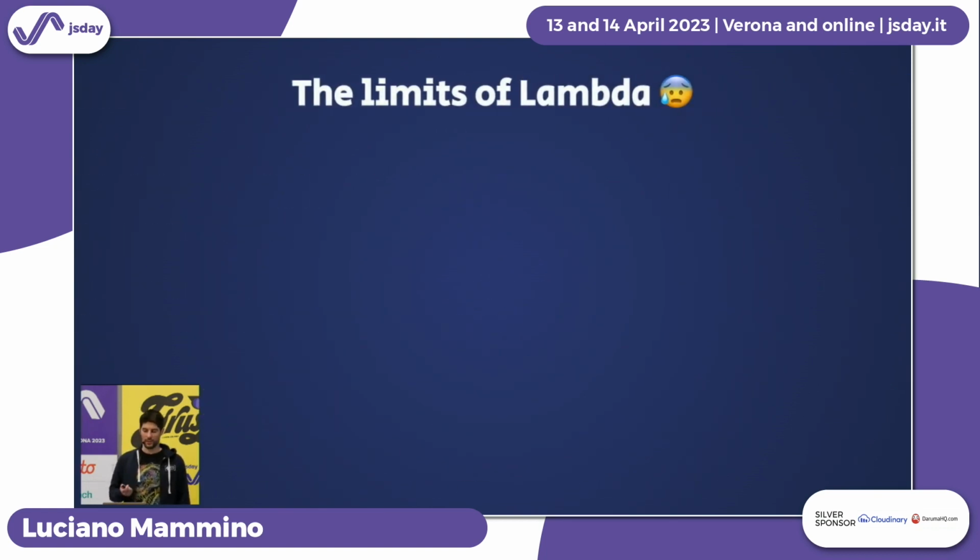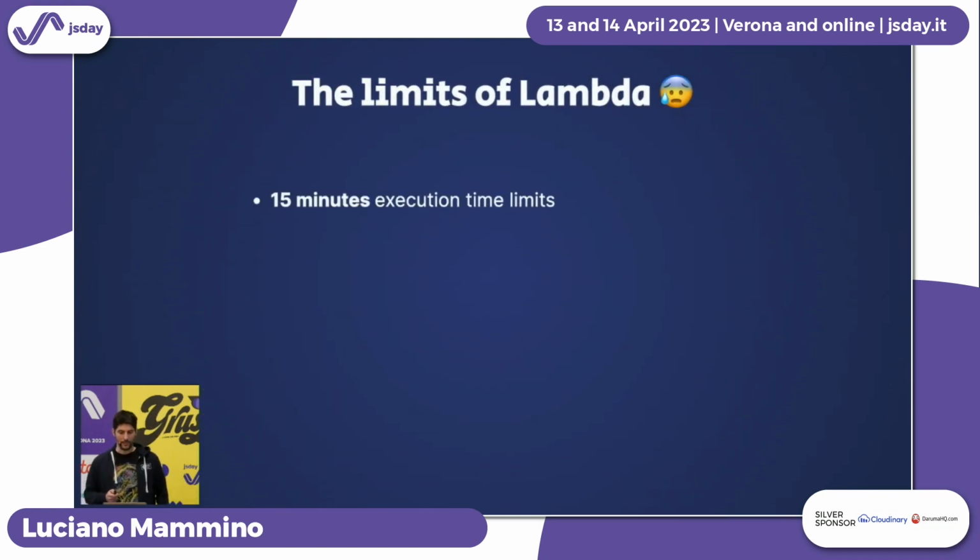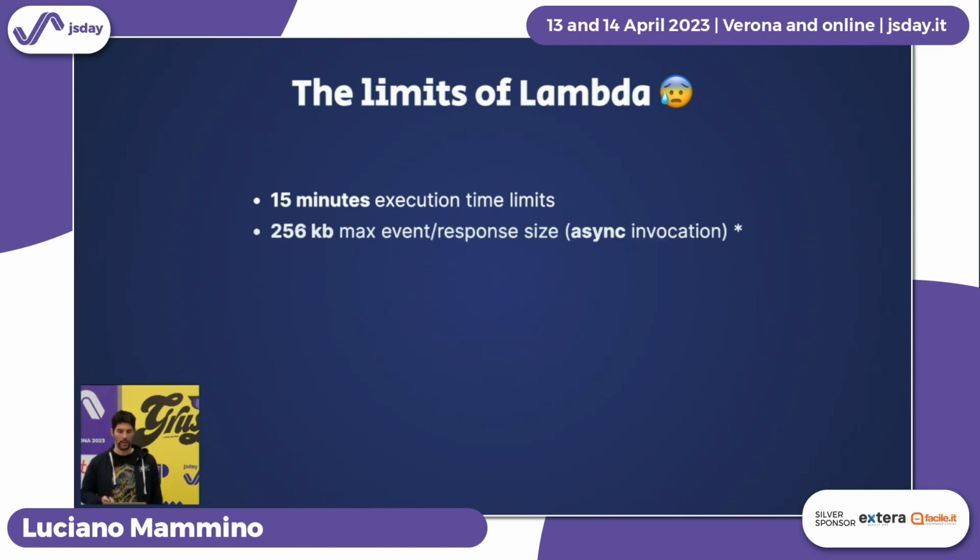Now, what are some of the interesting limits of Lambda? First one, and probably the most famous one, is that you can run a Lambda for a particular event only for 15 minutes maximum. So if you need to take more than that to process something, maybe you have to do something that requires a lot of time to be computed, probably Lambda is not your solution right now, unless you can break the problem down and run it in smaller units where they might take less than 15 minutes.